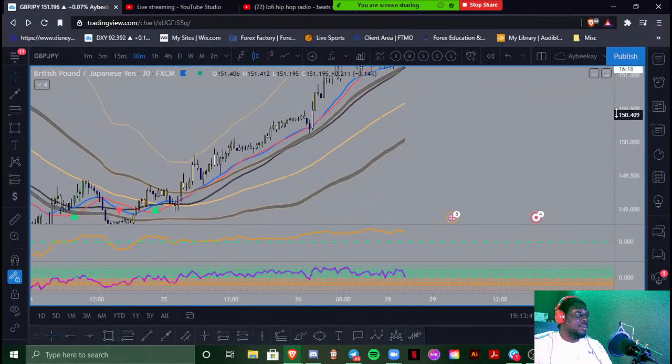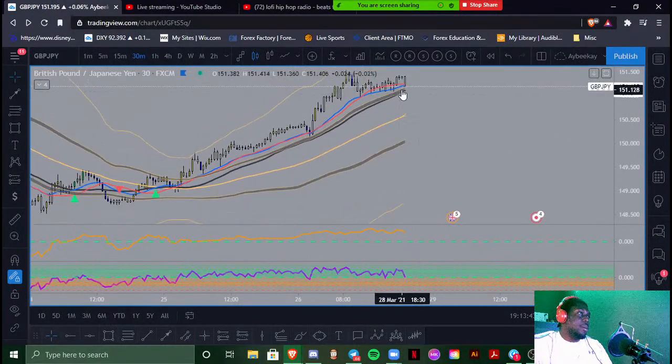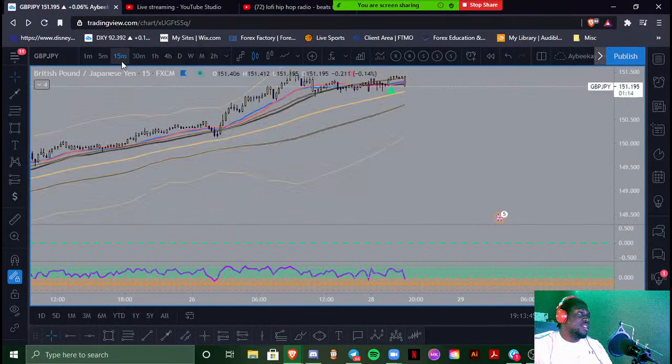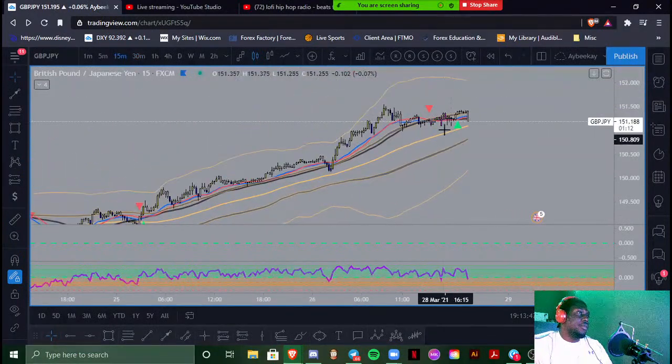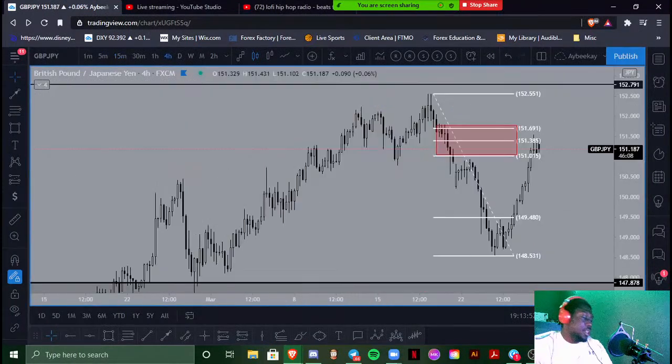30-minute time frame. It looks like it might want to call for a sell shortly. 15-minute time frame. Might want to call for a sell shortly. But other than that, yeah, guys, be careful with GJ. GJ might be tricky right now.